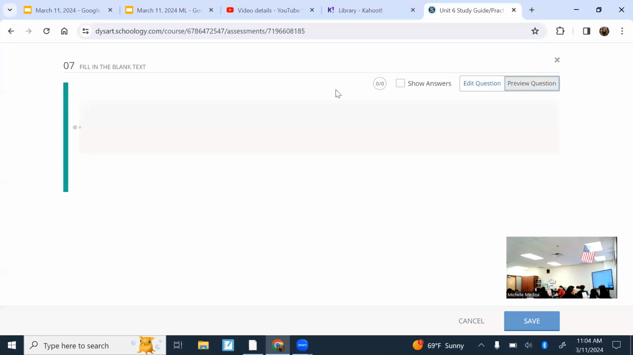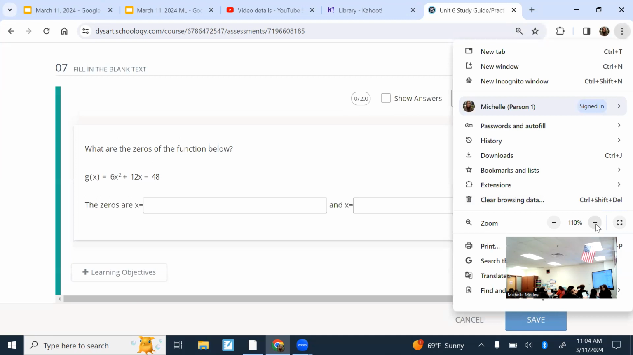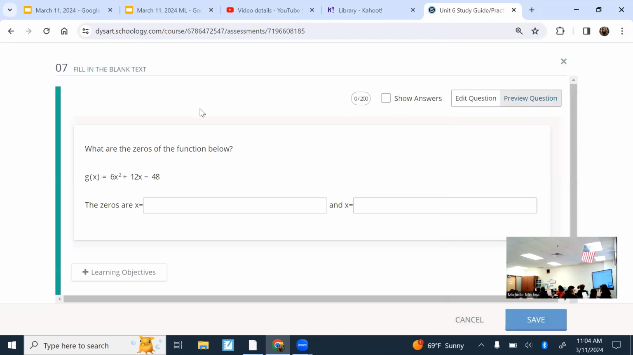Okay, anyway. Number 7 on the Illuminate study guide. It says, what are the zeros of the function below? What's another word for zeros? X-intercepts. So we have to be able to find the x-intercepts.